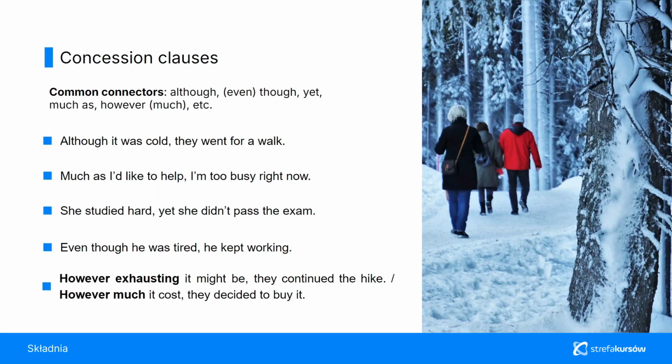Concession clauses introduce some contrasting idea that is surprising or unexpected given the main clause. Here, you should know phrases such as even though, yet, much as, however much, etc. So, although it was cold, they went for a walk. Let's treat it as this surprising element in the sentence. Much as I'd like to help, I'm too busy right now. Or at the end you can see, however exhausting it might be, they continued the hike. Or however much it cost, they decided to buy it.